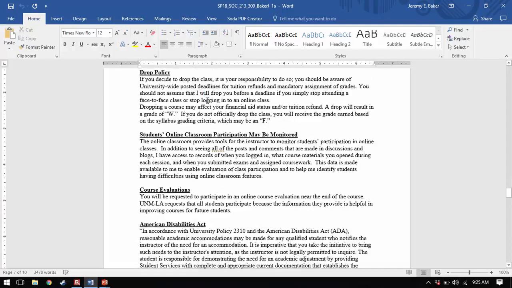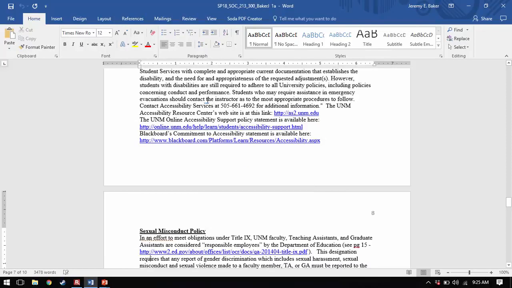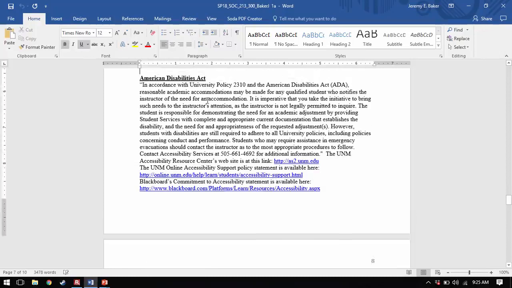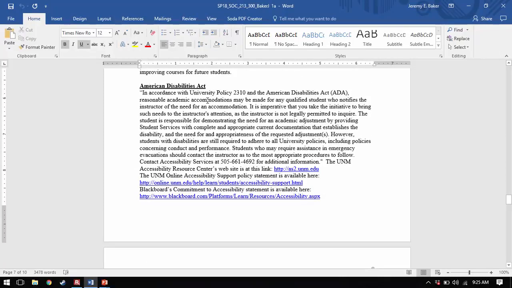Here's information about the drop policy. Here's information about the Americans with Disabilities Act. If you have an ADA classification, if you are somebody with a disability, please let me know as soon as possible. I legally can't help you with that until you give me that official notification. Once you get me that, I am all about granting those accommodations. Just please let me know as soon as possible.